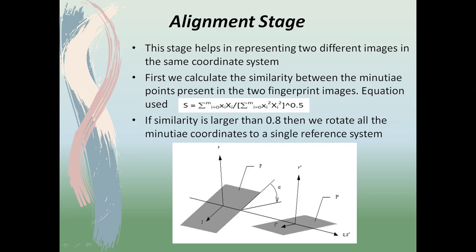the images in the same coordinate system to match them and map them together to find if the minutia points intercorrelate. Now, for that, we calculate the similarity between the minutia points present in the two fingerprint images. And the equation we use is stated there. Now, if we find that the similarity is larger than 0.8, then we rotate all the minutia coordinates to a single reference system.